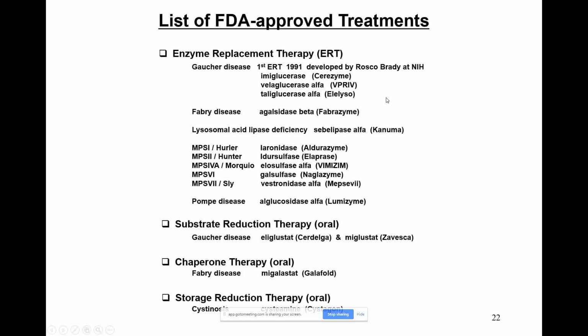So again, I don't expect you to know the names of these different compounds, but just know these are the different FDA-approved treatments that are available to patients, and we have lots more that are in the works in clinical trials.